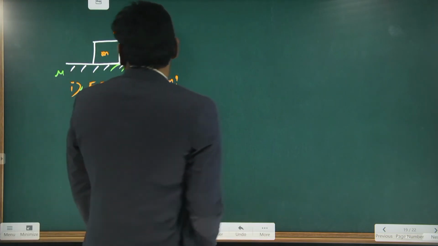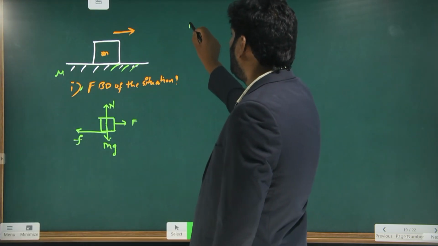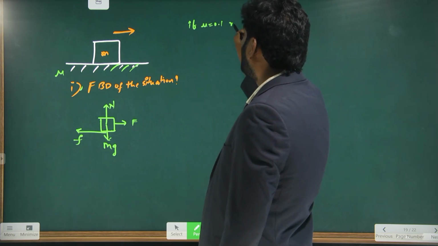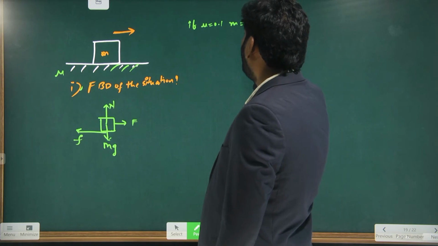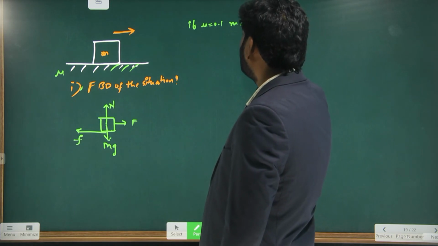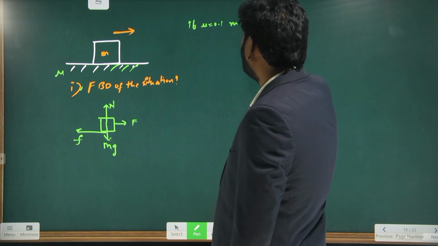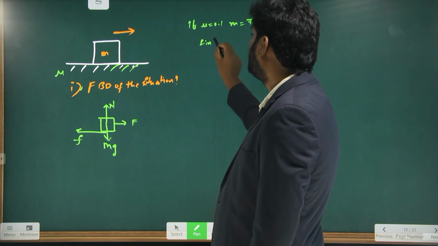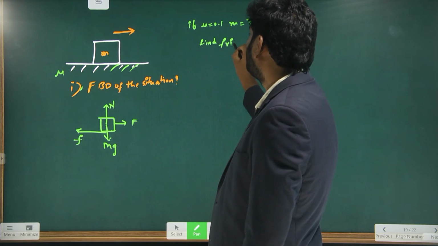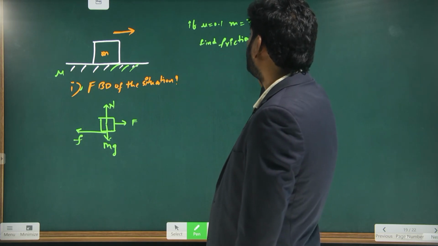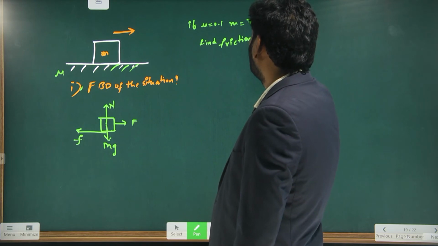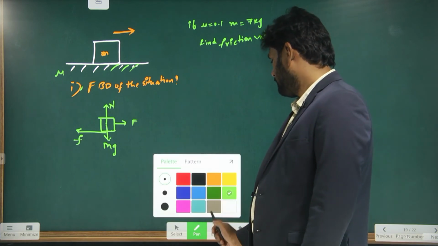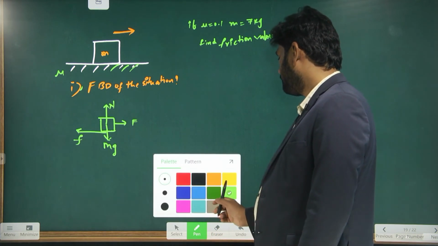Now in this case, if the mu value is 0.1 and the mass is 7 kg, find the friction value.